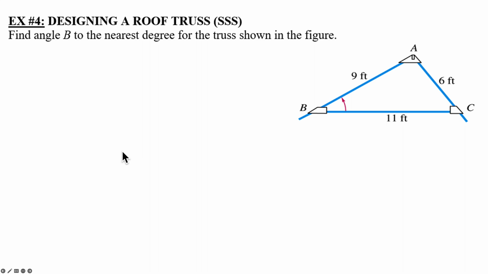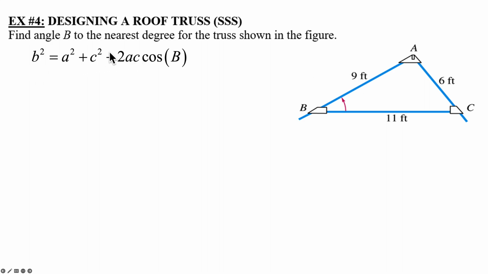All right, example 4. Find angle B to the nearest degree for the truss shown in the figure. All right, we have a side, side, side. Now here, these are just single-digit values and a 2-digit. This time, I'm going to do this without storing the values because the numbers are rather short.